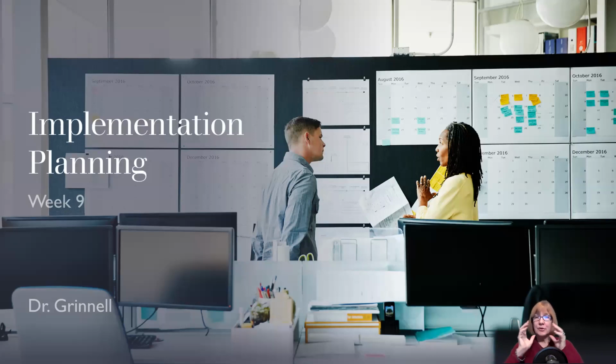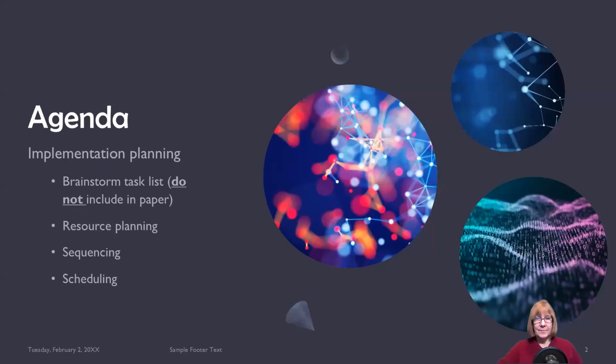You've got some of the hardest stuff behind you, but there's a bit more to come. So this week we're going to talk about implementation planning. Tonight we're going to talk about getting the list of tasks in order to do your implementation plan and how to brainstorm that, which you do not include in the paper. And then the three other sections. So there are three sections to this chapter: resource planning, sequencing, and scheduling.